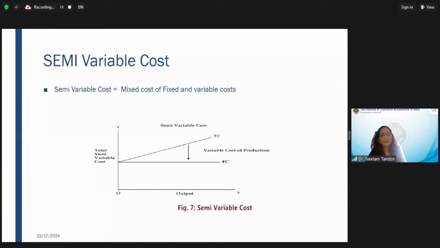Okay, so the semi-variable cost component. What is complete variable cost component? It starts from zero, and it goes like this. This variable cost we have shared in the last slide. This semi-variable cost you can see here is starting from this point. That means there has to be some fixed cost. And then the variable cost will increase. Then the variable cost component will increase. Okay, so this is the semi-variable cost component, which has some component of fixed cost, and then it increases over the period of time.